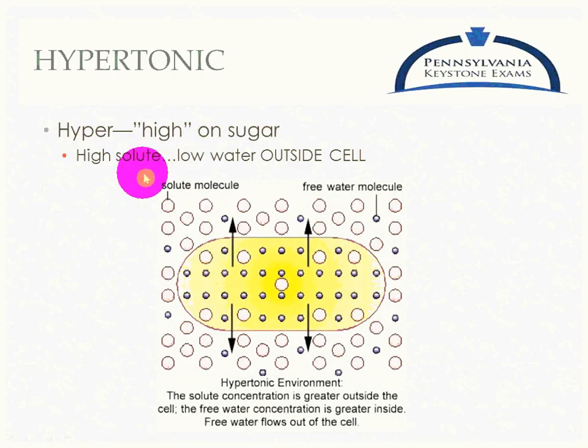It looks something like this. Very, very different than the last picture. I see tons of pink solute dots on the outside, not too many on the inside. But again, we're focusing on the water. I see inside the cell, there's a high water concentration, but hypertonic, high solute outside. High concentration of water wants to go from high to low. So what happens in this case is the water is going to flow right outside of the cell.